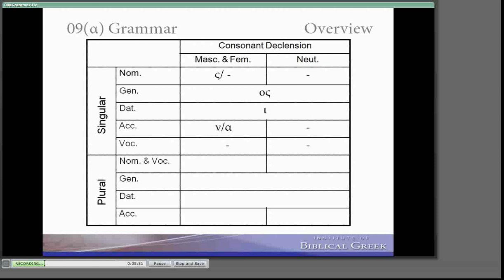In the plural, neuter plural endings are always alpha, and the masculine and feminine will be s. The genitive plural is the same in every declension, own, and the dative plural has the iota, as all datives do, and it has a sigma, usually just c. The accusative is similar to the nominative. It's identical in the neuter, just alpha, and then in the masculine, it's normally os.